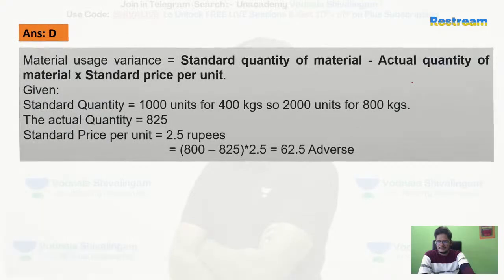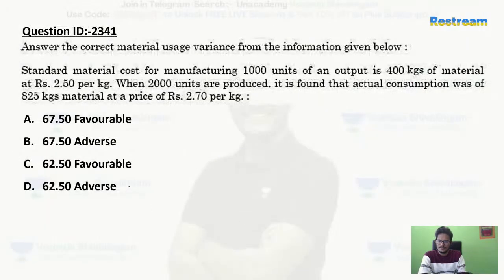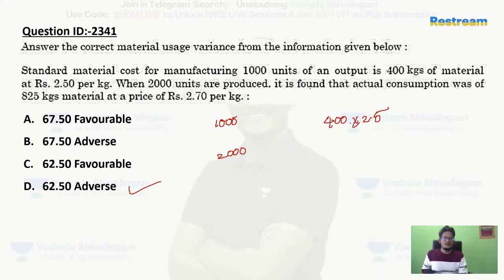Option D is the correct answer. So standard material cost, 1,000 units of output, 400 kg of material, and here 2.5 per kg, right? When 2000 units are produced, it is found that actual consumption of raw material was 825 kg. So that was 2.70 per kg for a 2000 output.